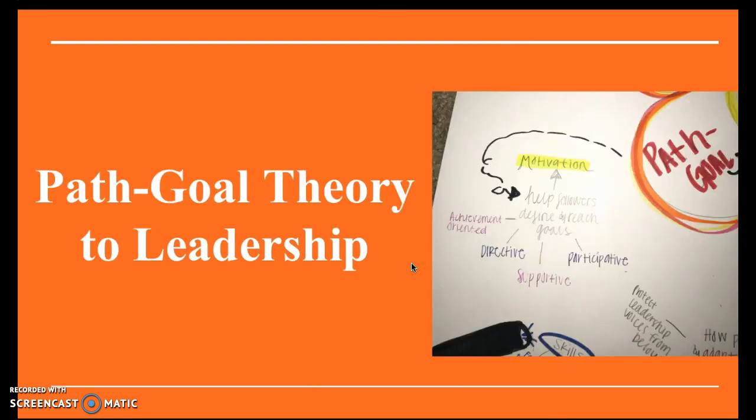And then path-goal leadership, which helps followers define and reach goals. So obviously goals are the main focus of this theory. The behaviors that the leader should have are achievement-oriented, directive, supportive, and participative. One aspect that is really important to the path-goal style of leadership is motivation. The leader should have ways of motivating their followers to complete those goals.